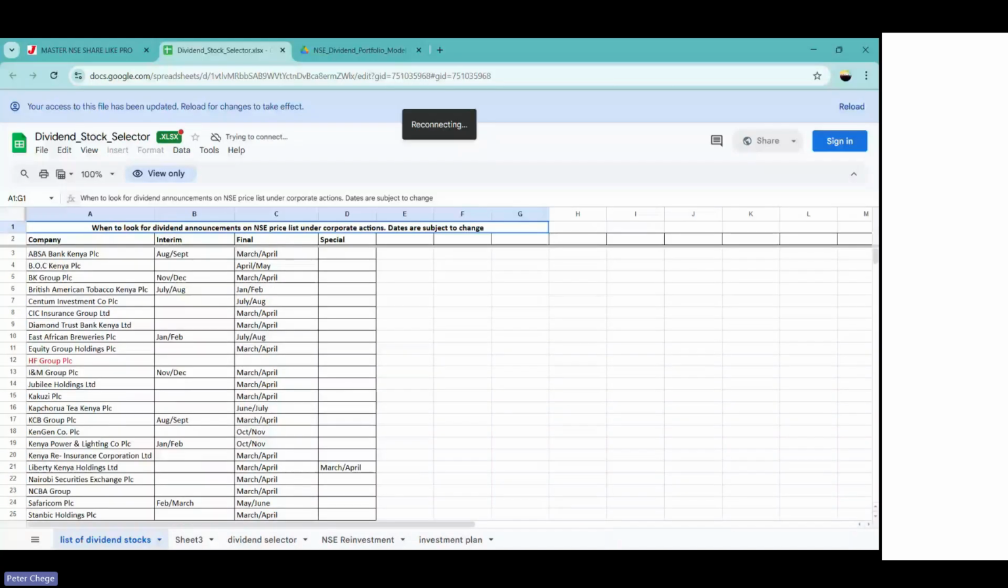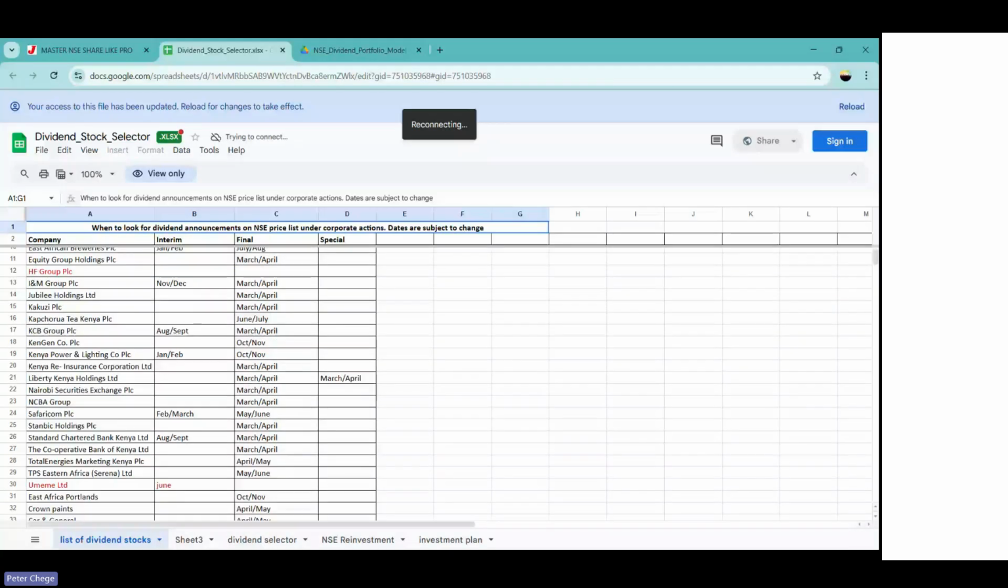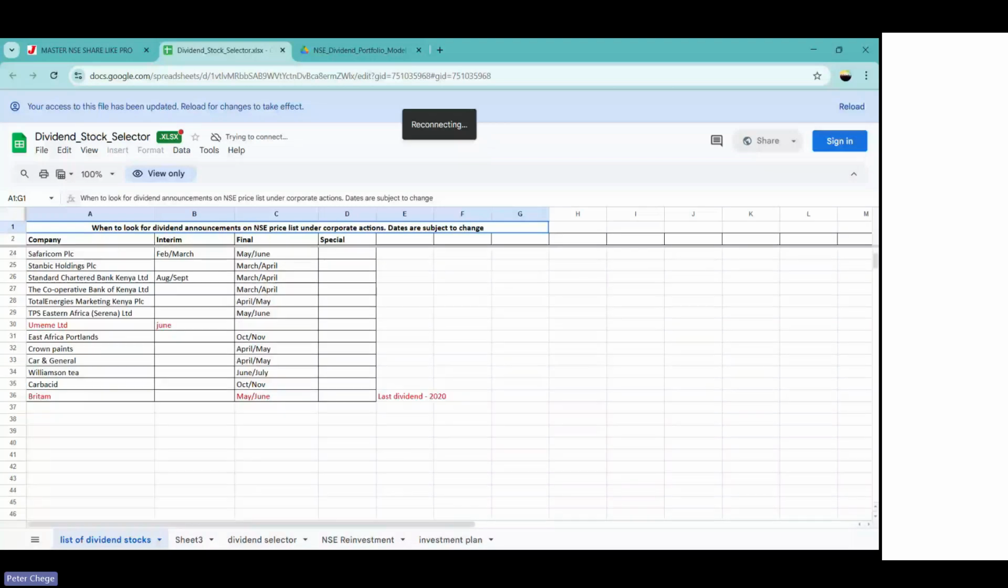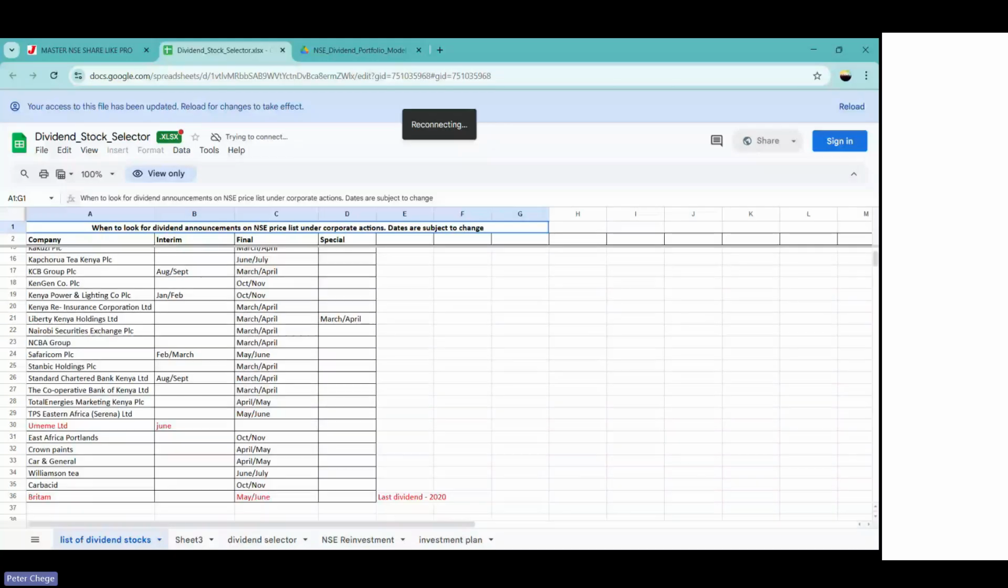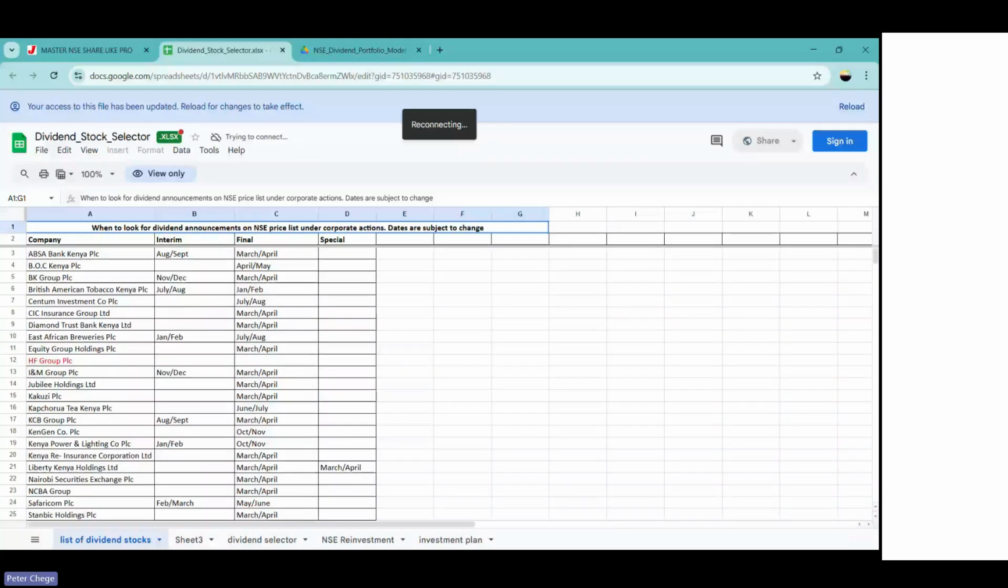And all of them are dividend stocks, apart from the ones which are in red. The ones in red, don't touch. The others, feel free to buy because they will give dividends. Then we have other trackers for dividends, but I don't want to go through them. If you go through the videos, you'll understand how to create these. I just wanted to show you, because of dividend season, where you can get that.